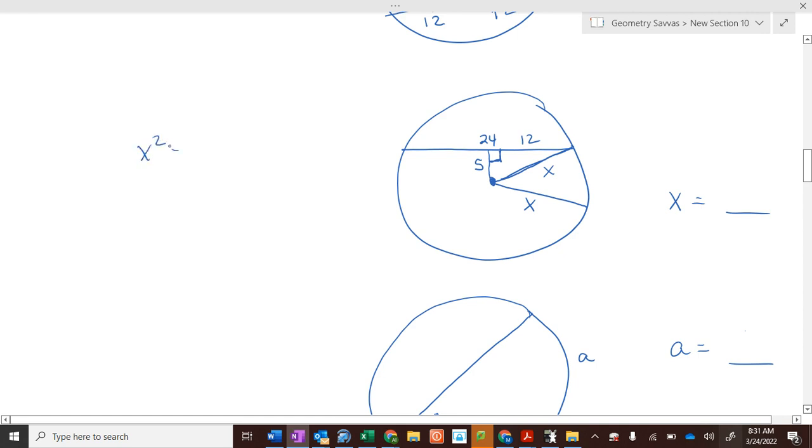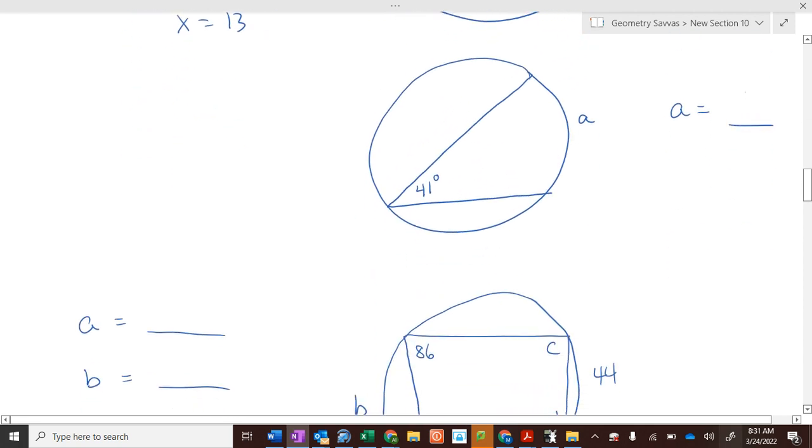So if this whole line is 24, each half of it is 12. So x squared equals 5 squared plus 12 squared. X squared equals 25 plus 144. X squared equals 169. Take the square root. What is x? 13. That's the radius of the circle.